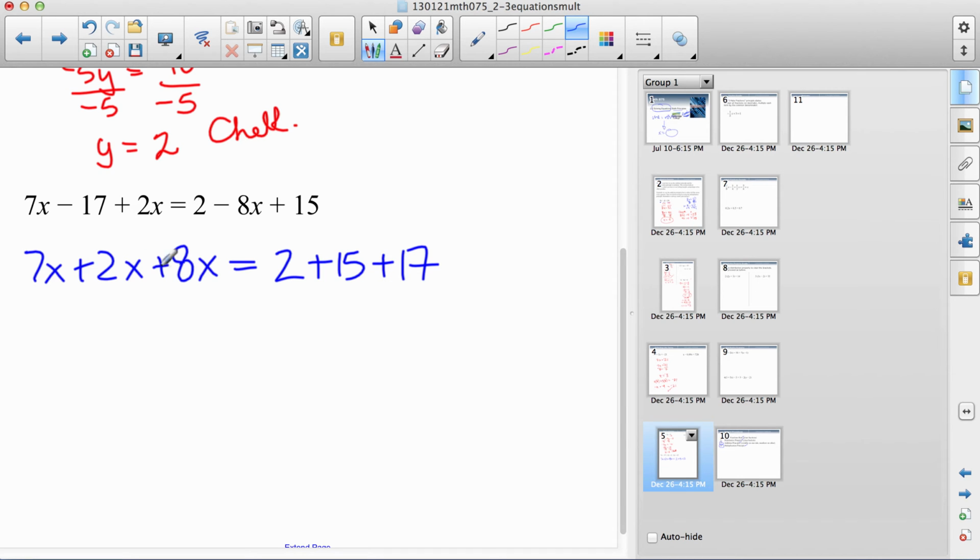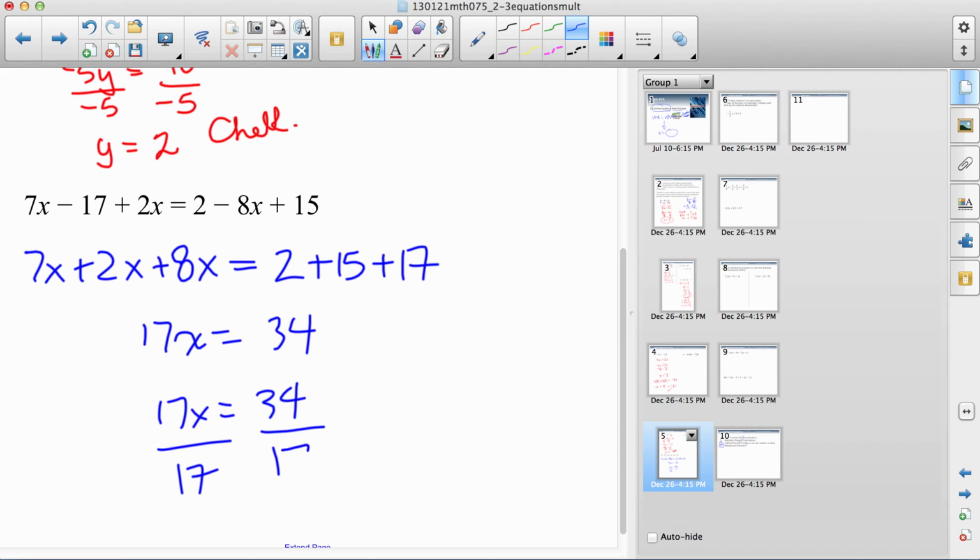letters and numbers together. Okay, so that'll be 17x is equal to, what's that, 32, 34. And sure enough, if you divide both sides by 17, you come up with x is equal to 2. Again, good idea to check your answer. Okay, let's look at some other goodies here.